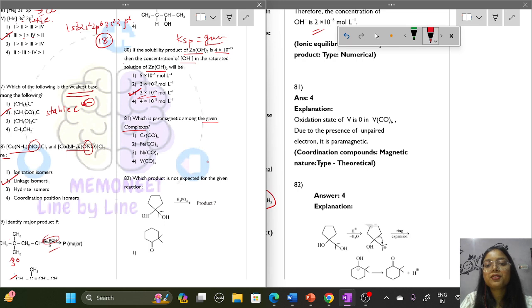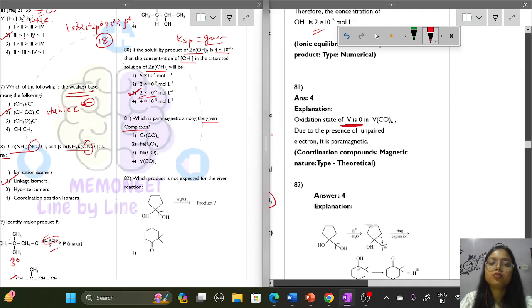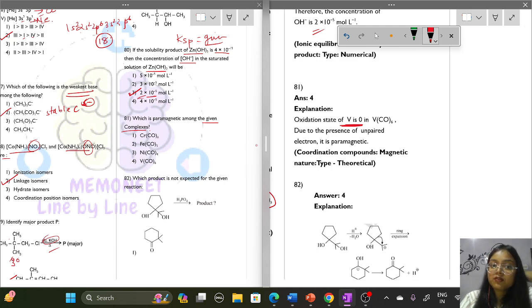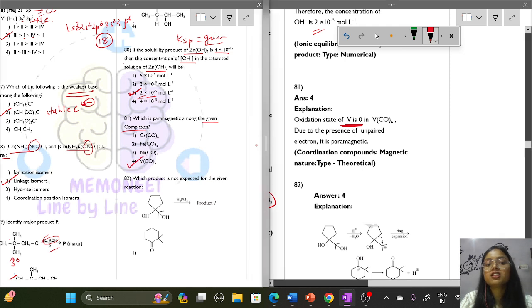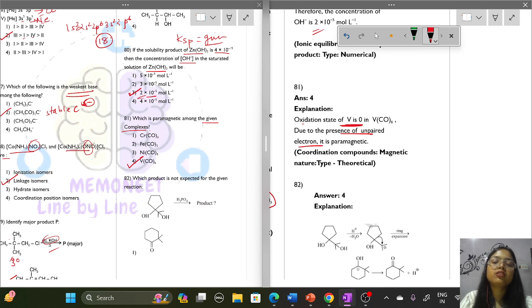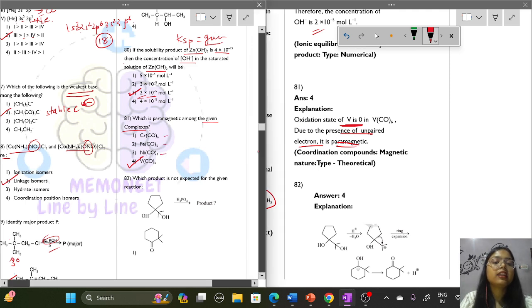For a complex to be paramagnetic, its oxidation state should be 0. For V(CO)6, the oxidation state is 0. Due to the presence of an unpaired electron, it is paramagnetic in nature, and option number 4 is paramagnetic. You can calculate for all these three also accordingly.